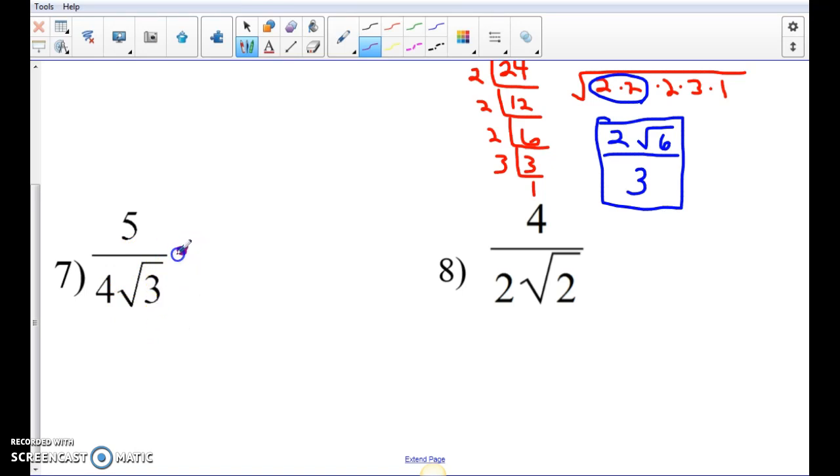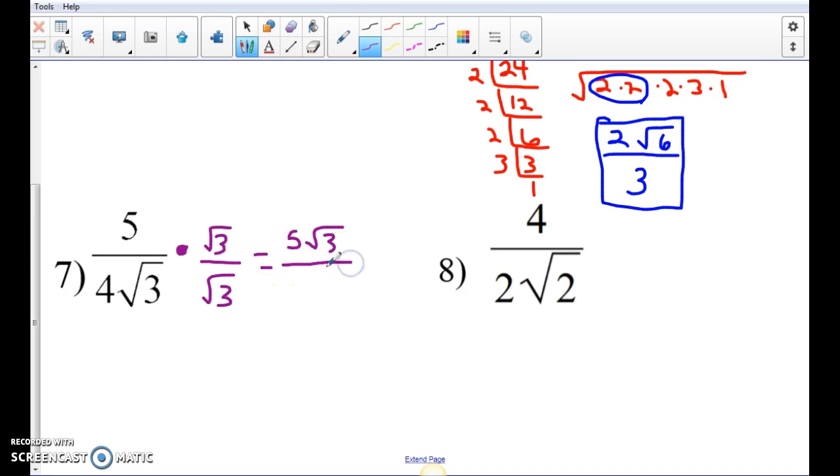I'm going to rationalize the denominator by multiplying by that radical. So notice I don't have to multiply by the 4 out front. It's just the radical we're worried about. So let's go ahead and multiply by radical 3 over radical 3. 5 is a rational number, so we're not going to get 15 here or anything like that. We're just going to write the 5 out front and the radical 3 right next to it. It's 5 times radical 3.